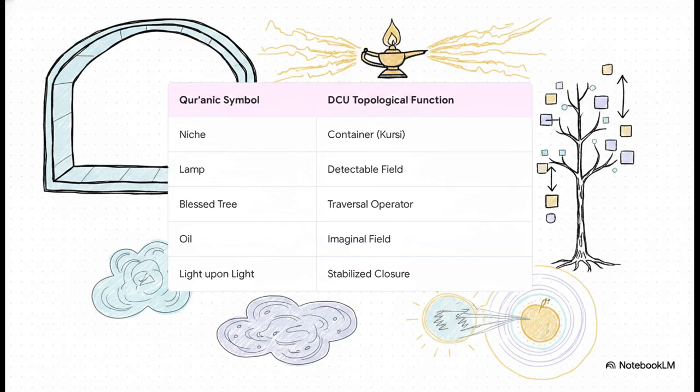The niche is the container holding the recursion. The lamp is the detectable field. The blessed tree is that traversal operator we talked about. The oil is the hidden field of latent continuity. And light upon light, that's the stabilized closure, the fruit.